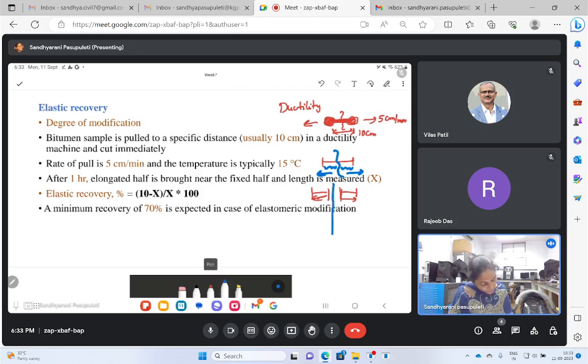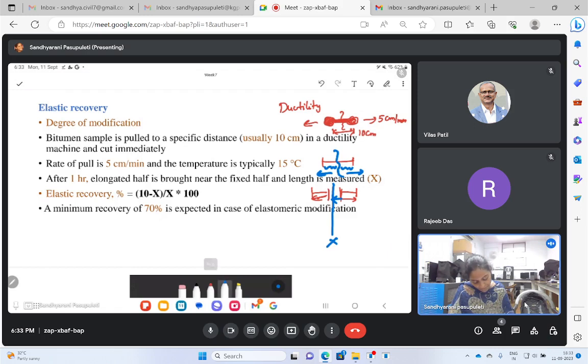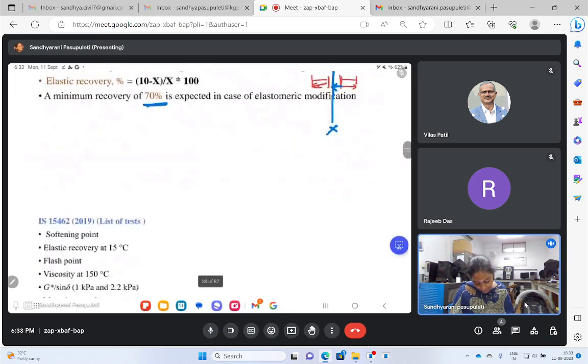So again, this is the place where we have actually cut the sample. So from here we will bring back the material to here, and we will see how much it has actually recovered. It is exactly like a ductility test, but we will cut the material at 15 centimeters. So we expect that a minimum of 70% recovery is expected in the elastomeric modification of the binders.